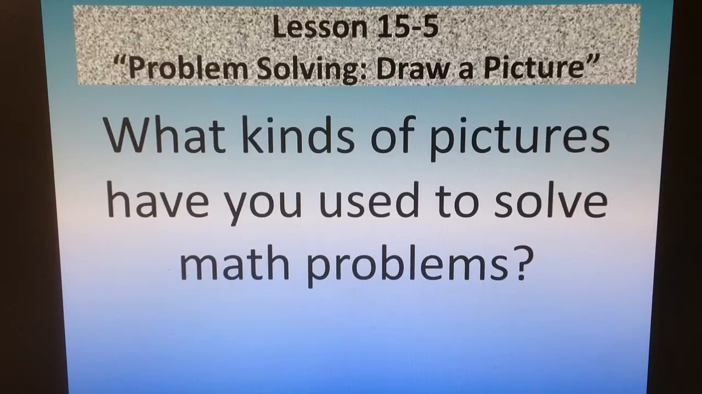What kinds of pictures have you used to solve math problems? Students have used part-part whole maps before, and they've also drawn arrays and lots of other things to solve math problems.